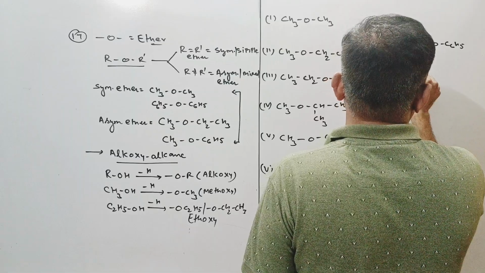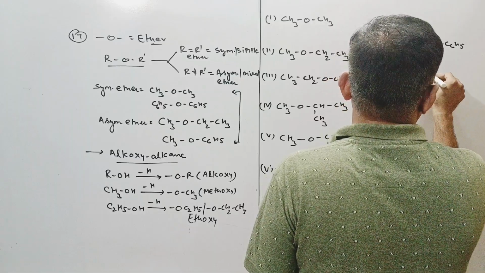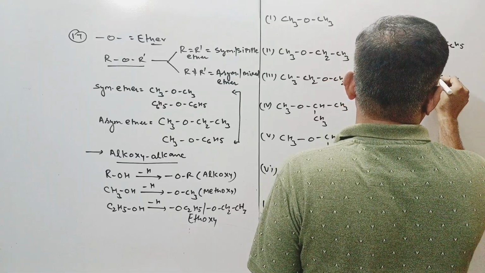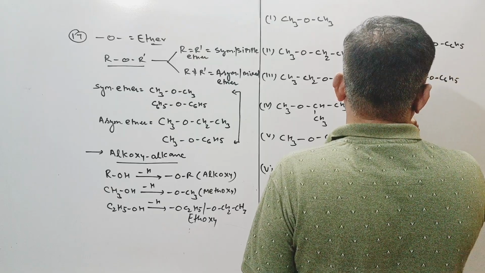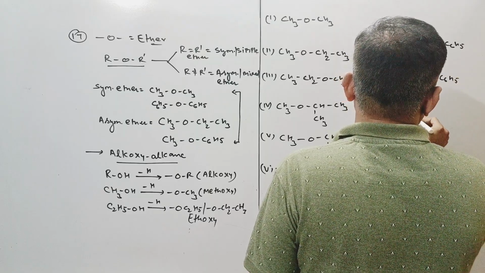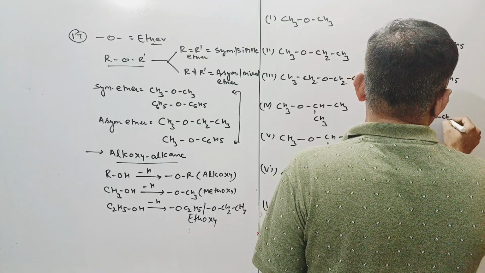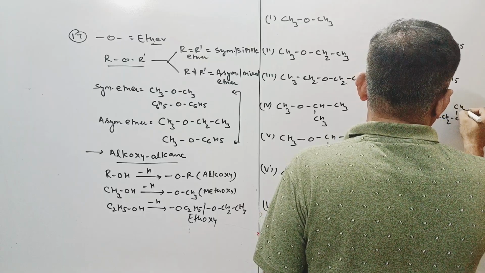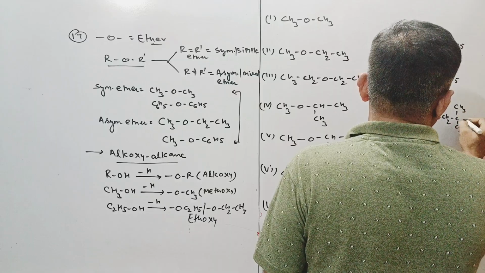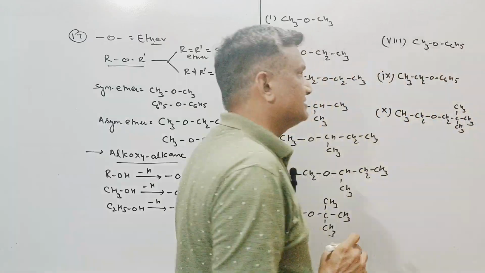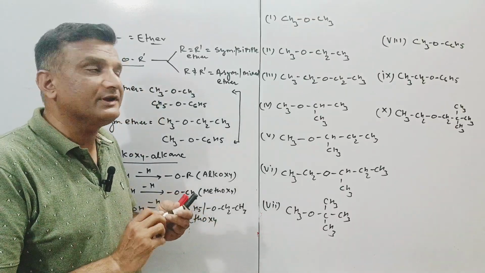We can take CH3CH2OC6H5. This is the tenth compound. We can take CH3CH2O, CH2CCH3 and CH3 and CH3. These are the structures of the compounds regarding ethers.